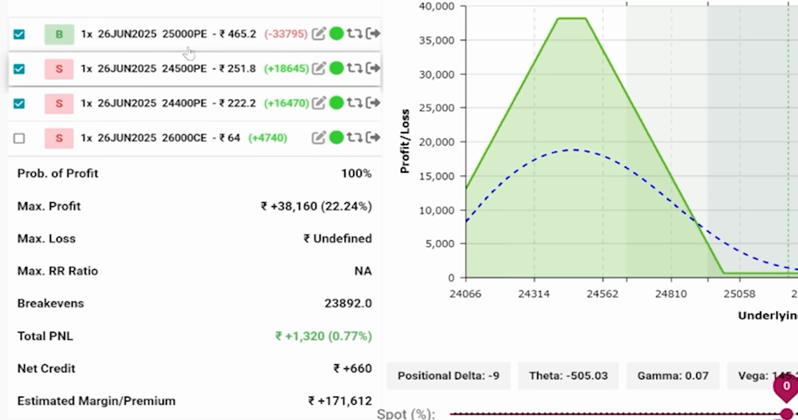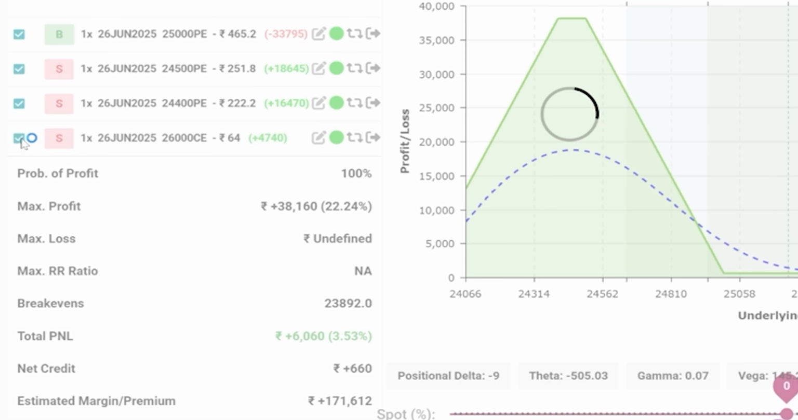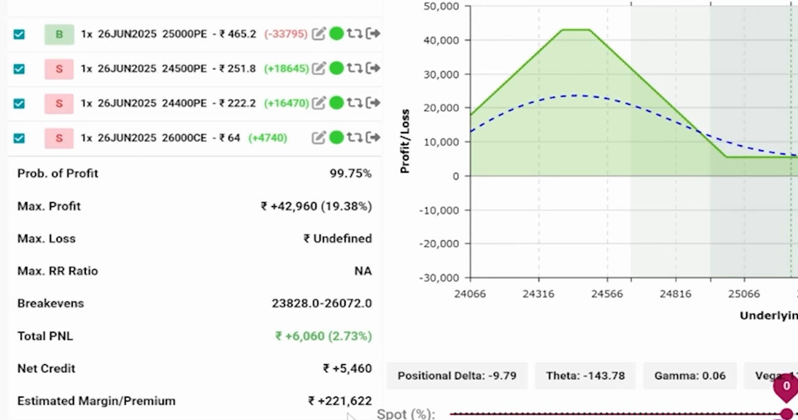Now see, with only the put ratio, the margin is 1,71,000. By adding one extra call, the margin shot up to 2,21,000. But the thing is, by adding this call, although there is a very small profit in the put ratio, the call ratio has given about 5,000 rupees profit. So the overall profit, even on the deployed capital, is 2.73%, which is not a bad one.